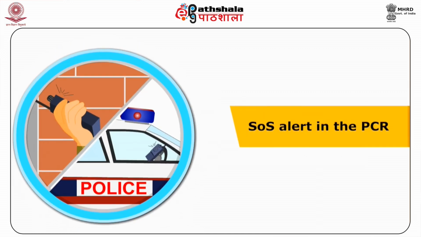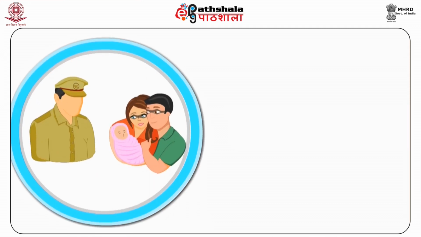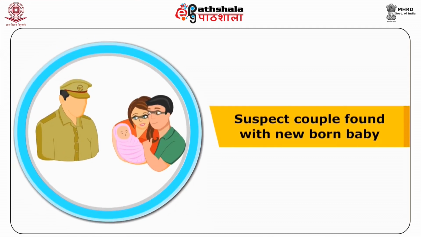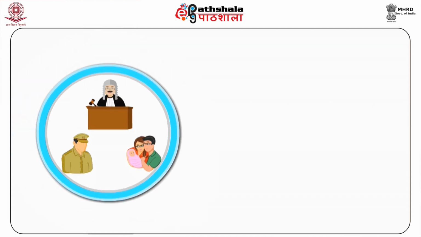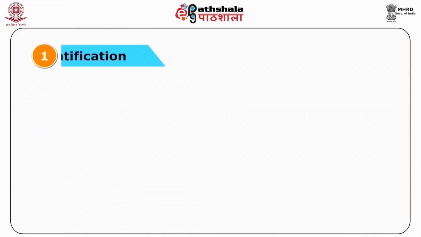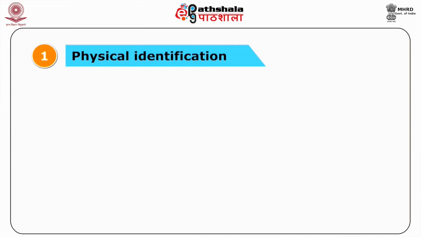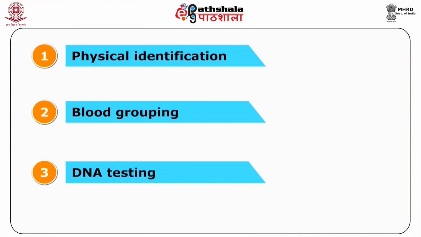An SOS alert was also generated in the PCRs. After questioning the hospital staff, they found a suspect couple with a newly born baby. The police officials detained the suspected couple and they were taken to the area magistrate. The magistrate asked the police officials to carry out the following identification process. First is physical identification, second, blood grouping, and third is DNA testing.